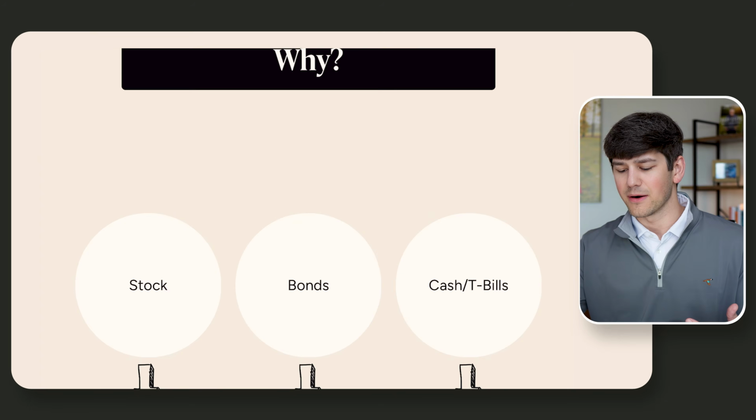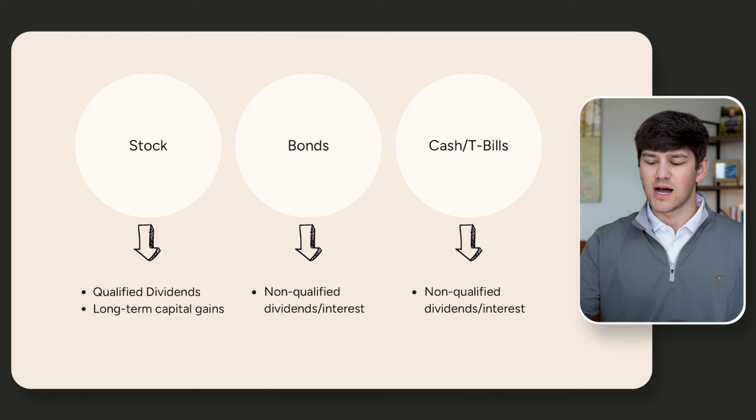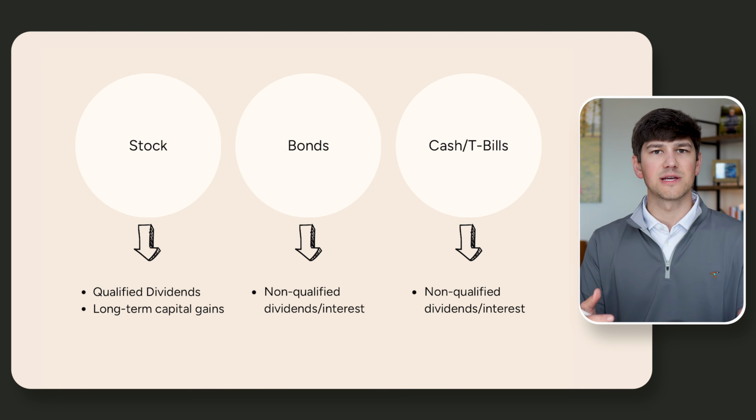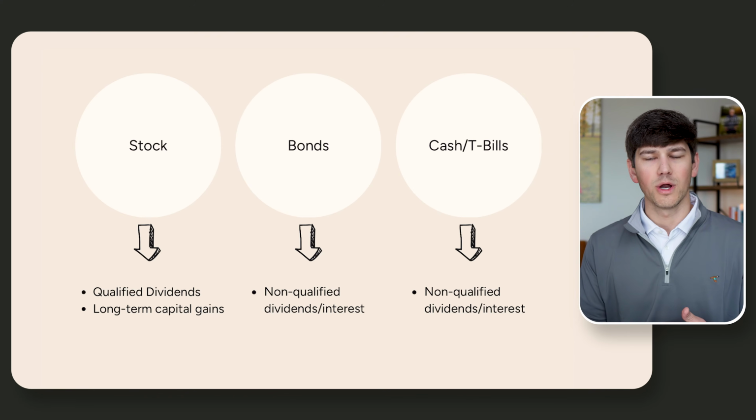Now, why does this matter? Well, whenever we have a stock, stocks can receive qualified dividends. I already mentioned this, and they can also have long-term capital gains if you hold that particular holding for over 365 days, or longer than 1 year.